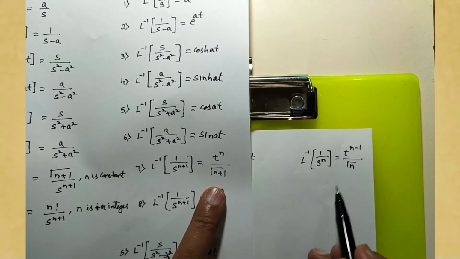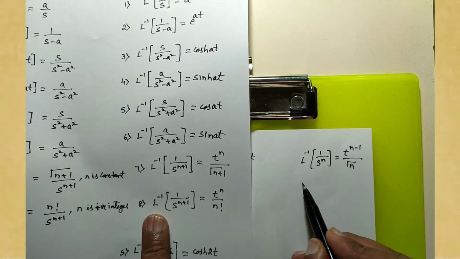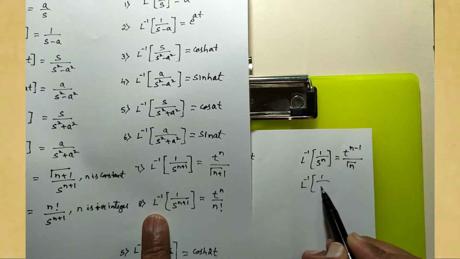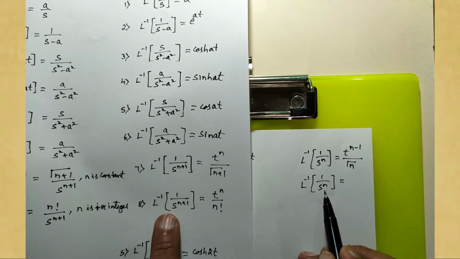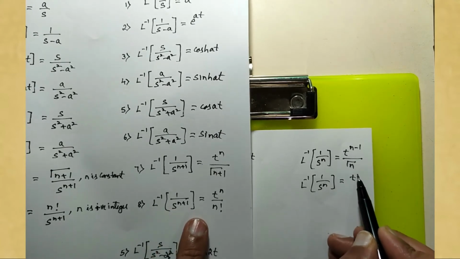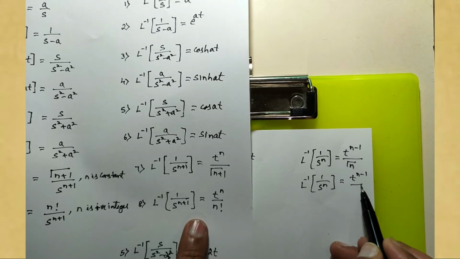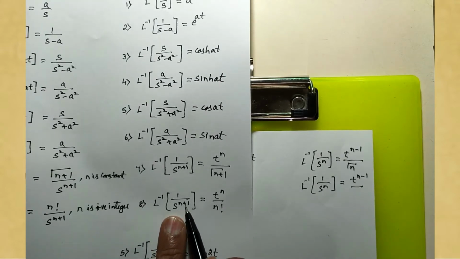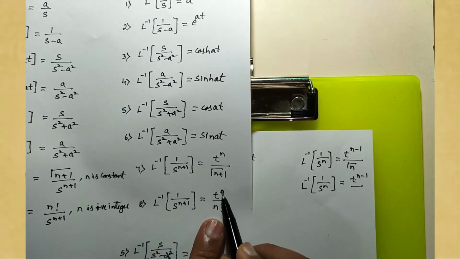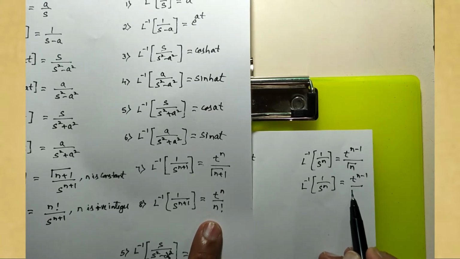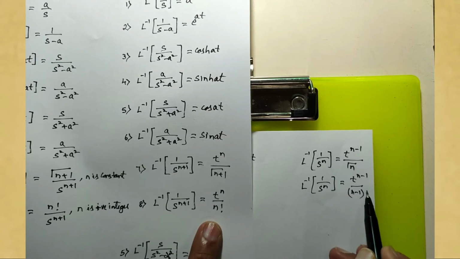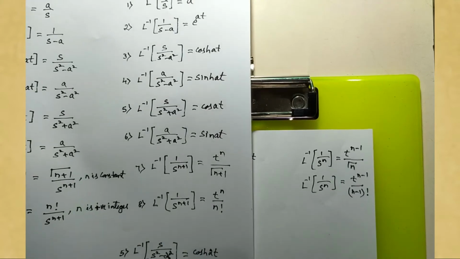Alright. Similarly for this, you can write L inverse of 1 by S power of n. Its value will be equal to t power of n minus 1 divided by, since you have n plus 1 here, n factorial. So whatever the power value is, the same value you get over here. If n minus 1 is there, in the denominator you will also get n minus 1 factorial.